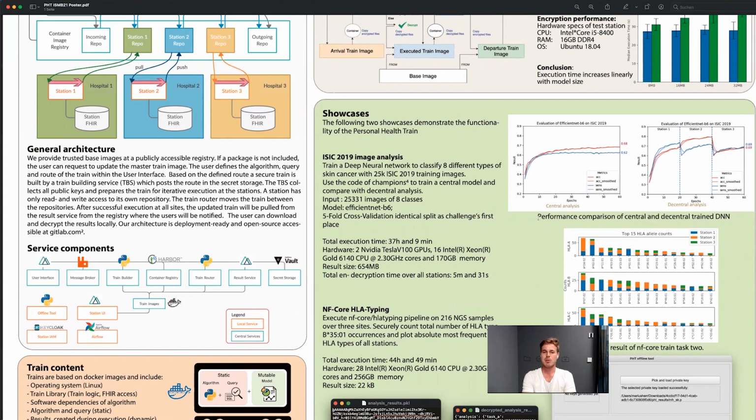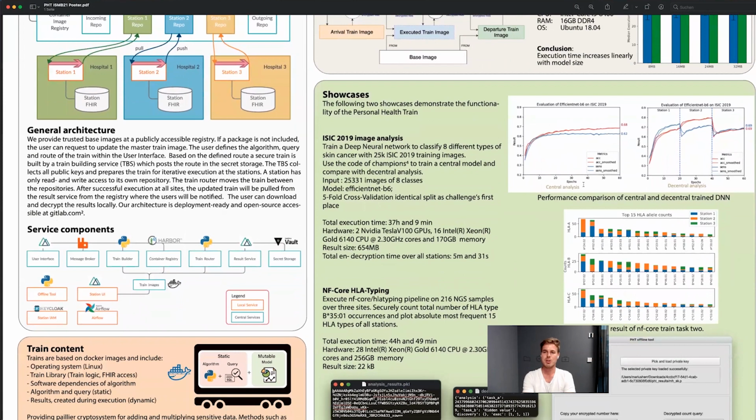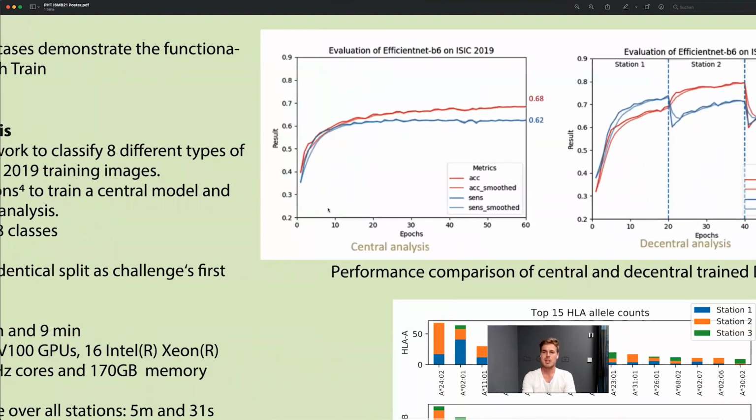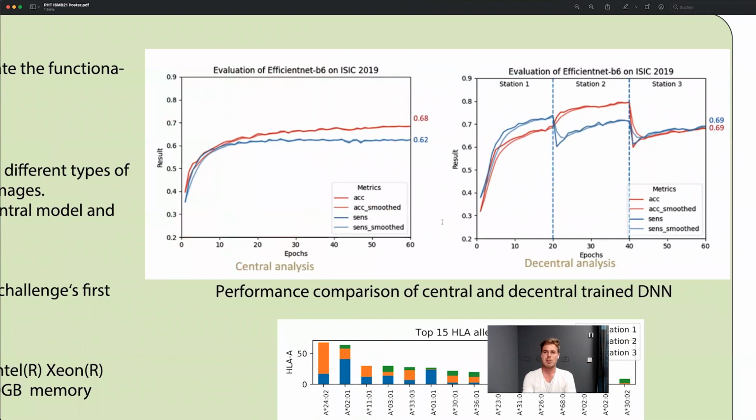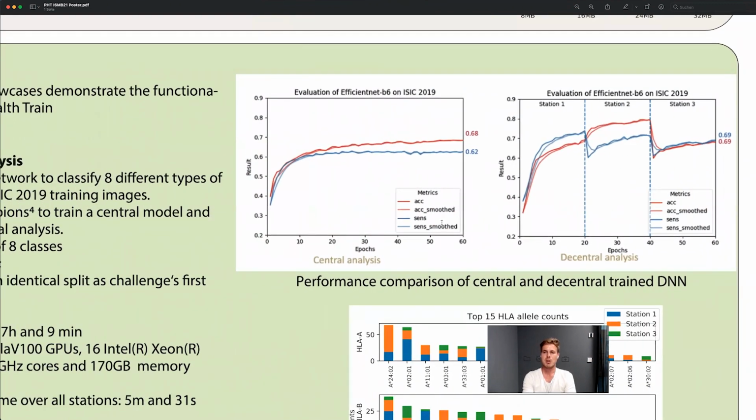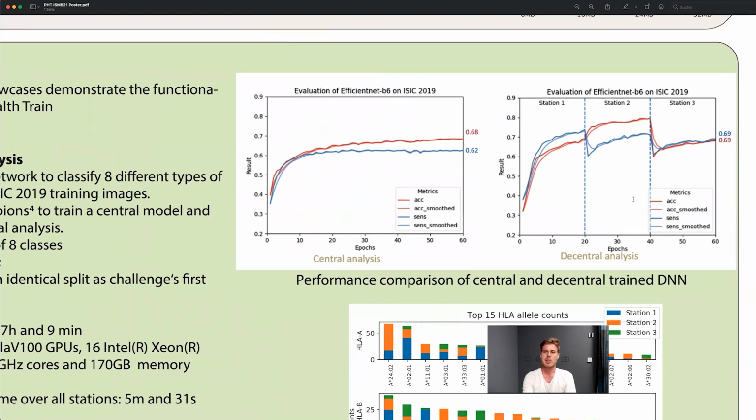We train a 5-fold cross-validation with the identical split as the champion's code. And as you can see, the performance of the central analysis, containing all data at one station, and the decentral analysis is quite similar. Here, the data is split over 3 different sites, and actually you can see the problem of catastrophic forgetting.